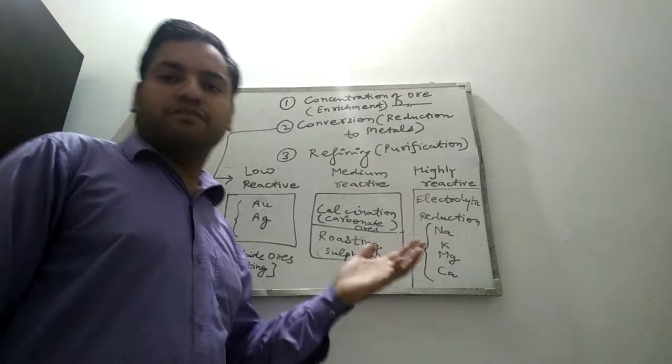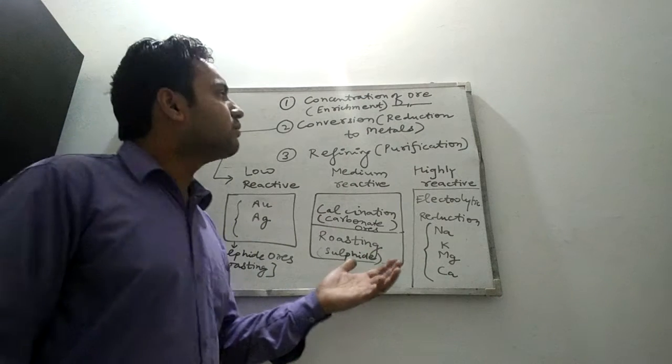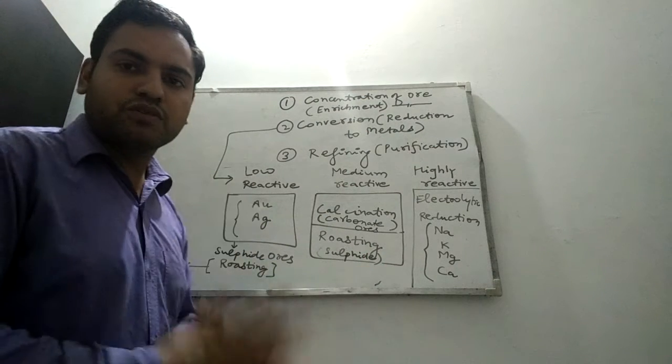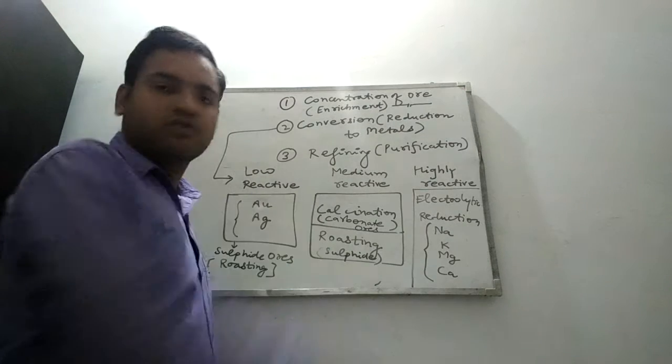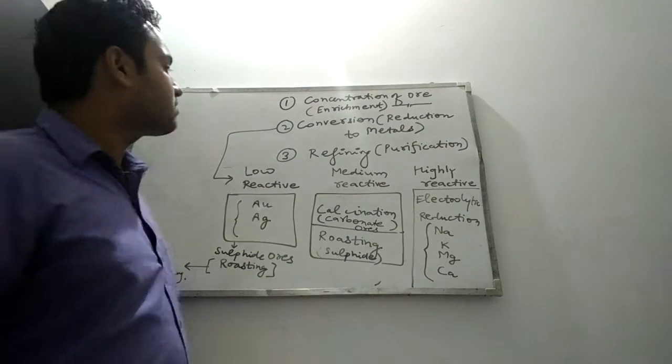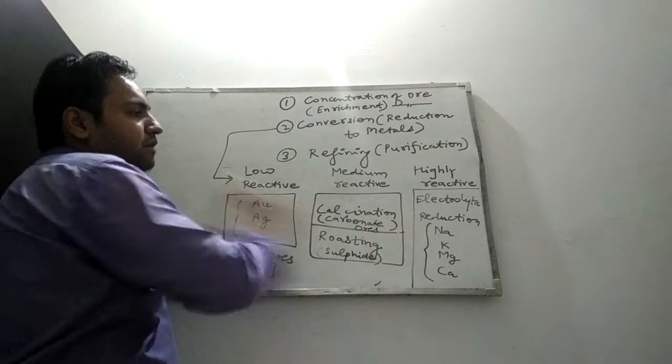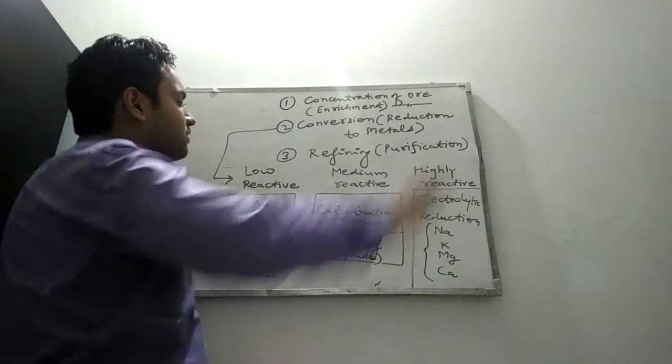Second step is conversion or the reduction to the metals. This is the most important step in the metallurgy or in the extraction of metals, the conversion or reduction. Actually, this step has been divided according to the different reactivity.